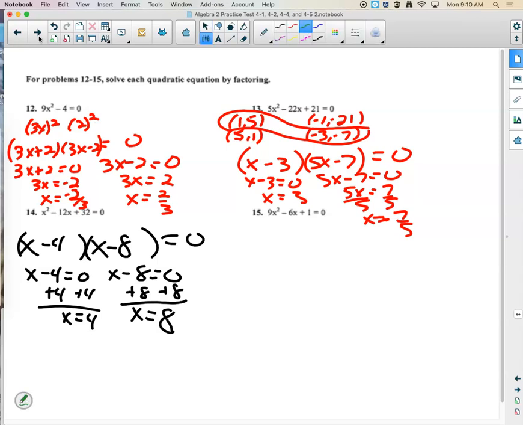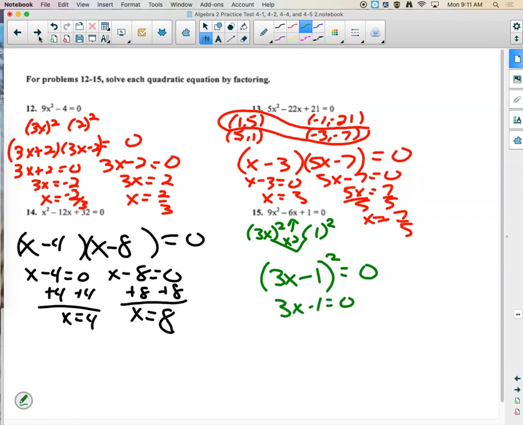Number 15. Greatest common monomial factor? No. Perfect square trinomial? Maybe. Let's check. 3x squared, 1 squared, multiply it and double it. Does it work? Woohoo! So that means we can write it as something squared. What's the something? What goes in between? Minus.